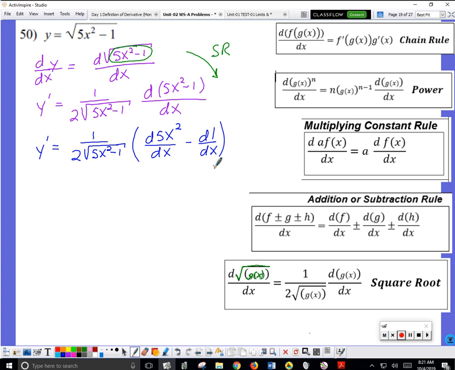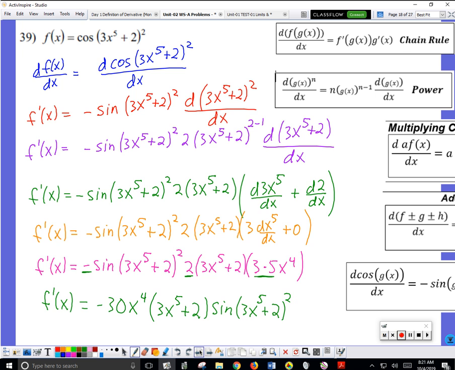Questions? That was the add subtract rule. The square root rule. Is the negative d1 over the dx going to be 0? Perfect. So in this problem, 3 for Michael for that one.